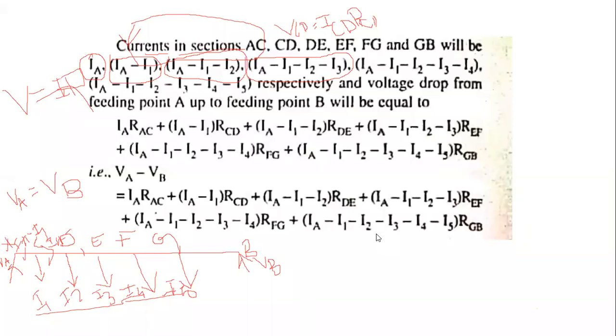Next, what is the voltage drop? Our next section, DE section. VDE equal to IDE into RDE. VEF equal to IEF into REF. VFG equal to IFG into RFG. VGB equal to IGB into RGB. Like that, we are substituting the current values. These are the various section currents that will be substituted in this equation.